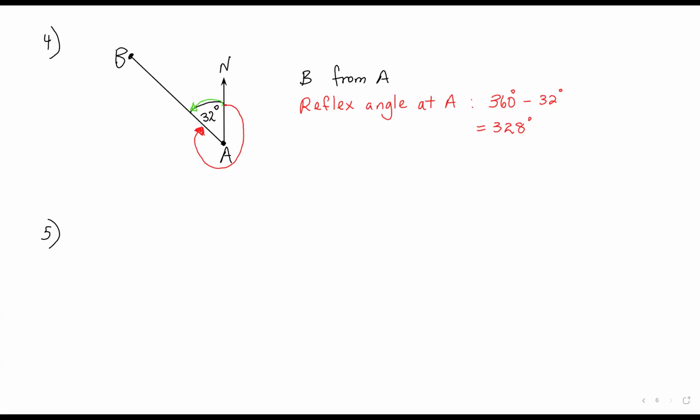Okay, let me see. Zafi, are you there? Didn't hear Zafi for the whole evening. Hi. Okay, Zafi, let's do one together. So let's say B is here, A is here. So that's my north line there. This angle is 98 degrees. Zafi, I want the bearing of B from A.